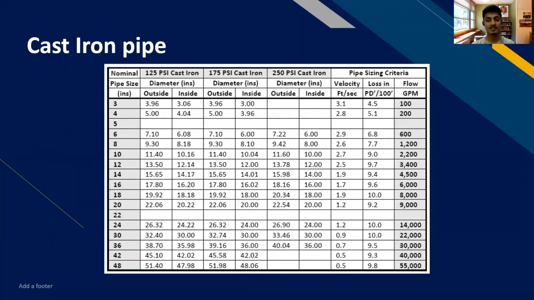So these are the sizes of cast iron pipe available in the market, whose dia ranges from 3 inches to 48 inches, and outside dia is from 3.96 inches to 51.4 inches, as it includes the thickness. And then there are further outside and inside dias according to the different test pressures of the pipe, as we discussed earlier.